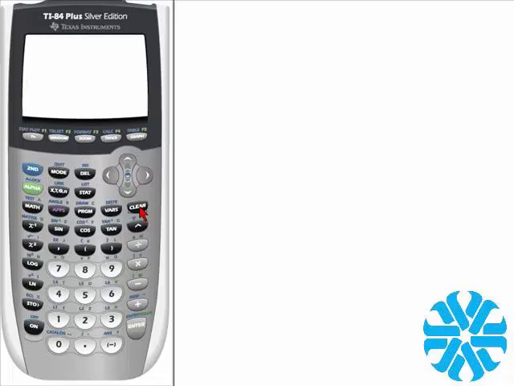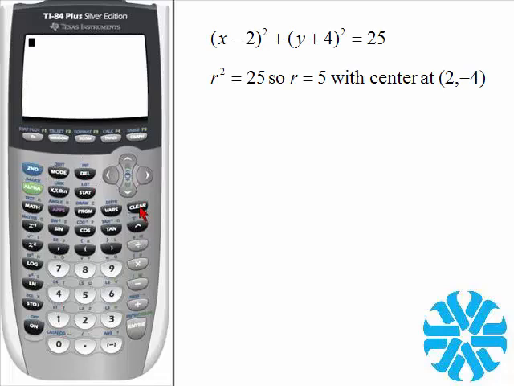So example number 2, what we're going to do is we're going to graph the quantity x minus 2 squared plus the quantity y plus 4 squared equals 25. So in this case, r squared is equal to 25, so r is equal to 5, with the center of the circle at 2, -4.